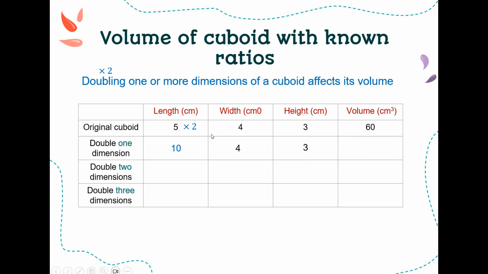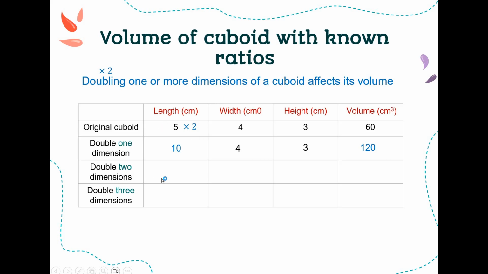So the new volume will be 10 times 4 times 3. 10 times 4 is 40. 40 times 3 equals 120. As you can see here, the volume is doubled. Why? Because if I multiply 60 times 2, it will be 120. This is in the case if I double one dimension only.